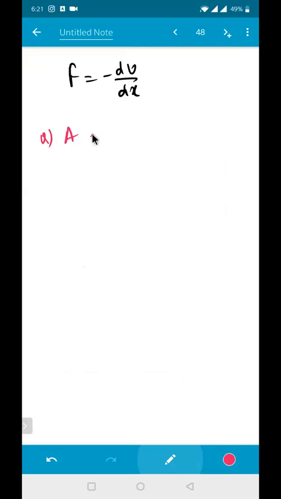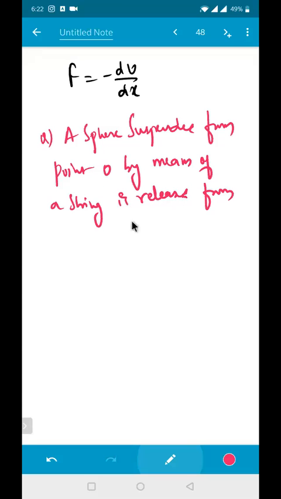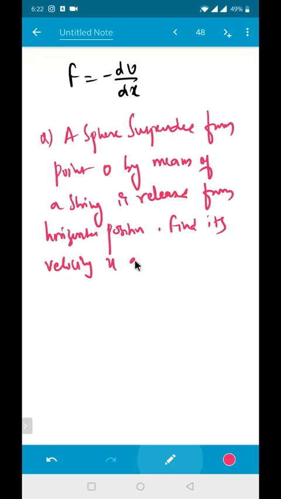Say for example, a sphere is suspended from point O by means of a string, and is released from the horizontal position. Find its velocity at the lowest position. Quick answer.